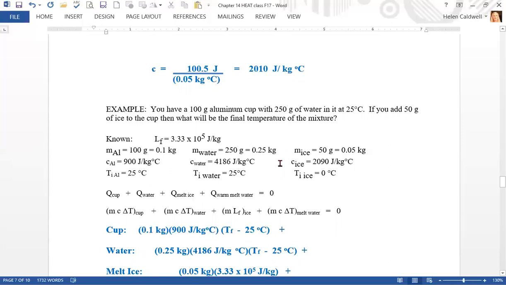I will tell you something right now. Because they didn't give us an initial temperature of the ice, you need to assume it's 0 degrees Celsius. And in that case, we don't need the specific heat of ice.